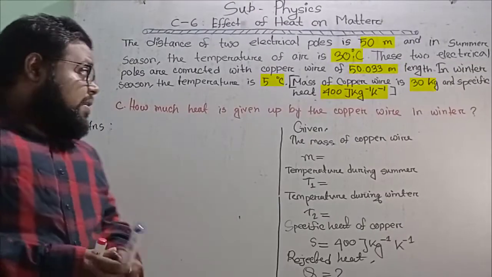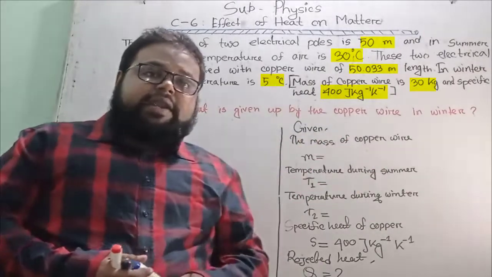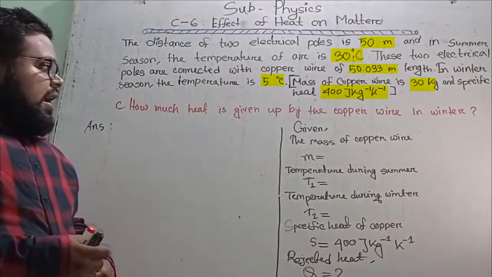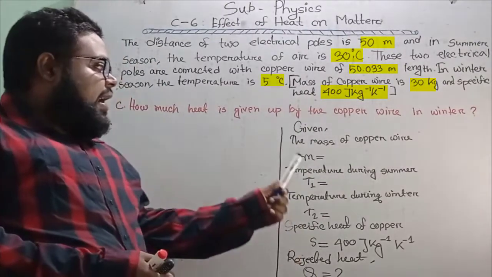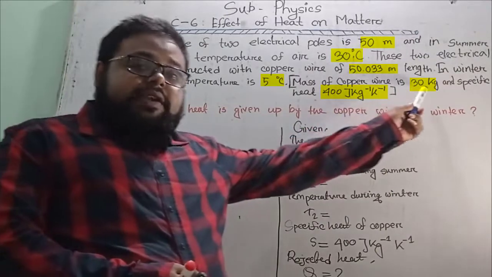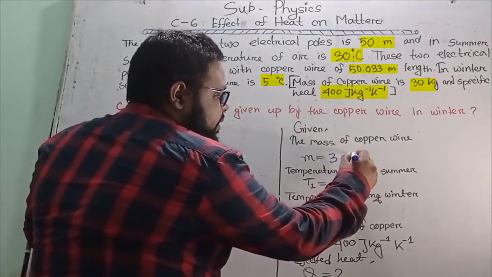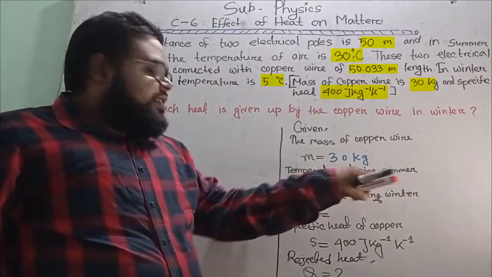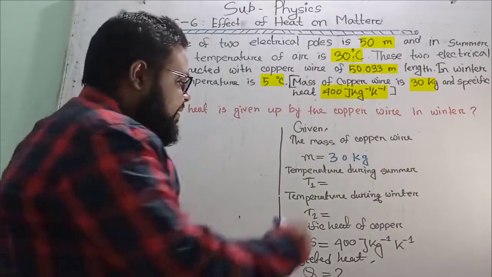Dear student, question C is, how much heat is given up by the copper wire in winter? So let's start to solve this math. At first we have to write the given values. Here you can see that the mass of the copper wire is 30 kg. The temperature during summer, T1, equals 30 degrees Celsius.